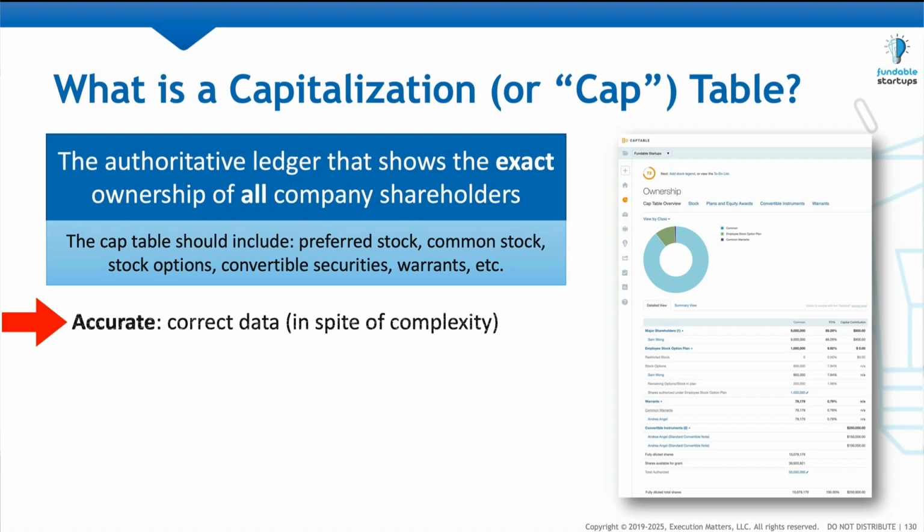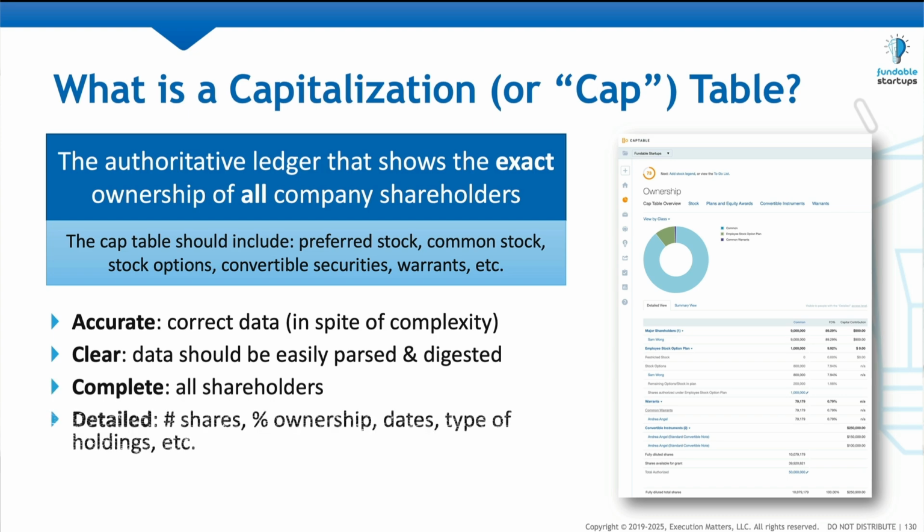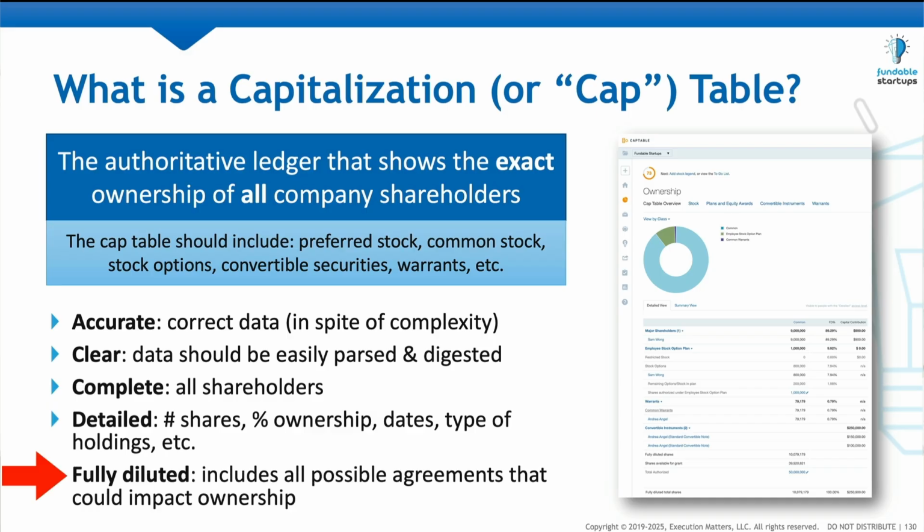It needs to be accurate, which is hard to achieve because cap tables can be very complex. It needs to be clear and with data that's easily understood. It must be complete, including all stock and stock rights. And it needs to be detailed, covering dozens of low-level data points about each stakeholder's position. And it must be fully diluted, meaning it includes all possible agreements that could impact company ownership. Problems with your cap table can kill an investor's interest, make you look sloppy, and are costly to clean up.